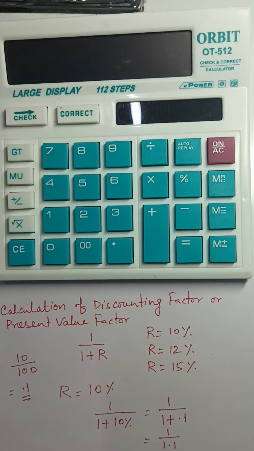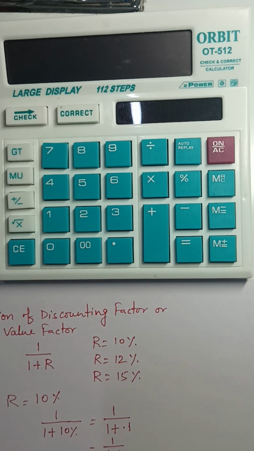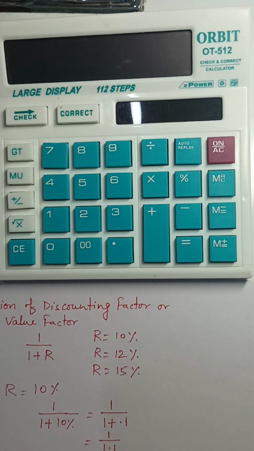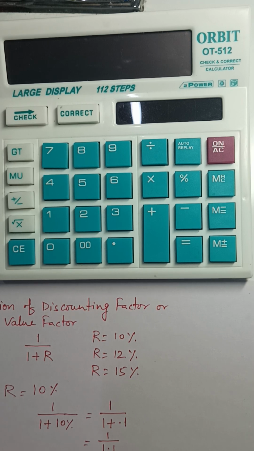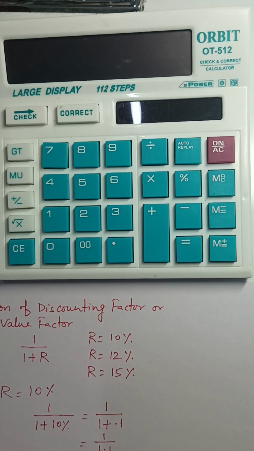At the discounting rate of 10%, how will we find the discounting factor value for different years? Let's say for the first year, second year, third year, fourth year. In the problems of capital budgeting, the life of the project may be given. You may have the cash inflow, the future cash value, and then with the help of this discounting factor you can find the present value.